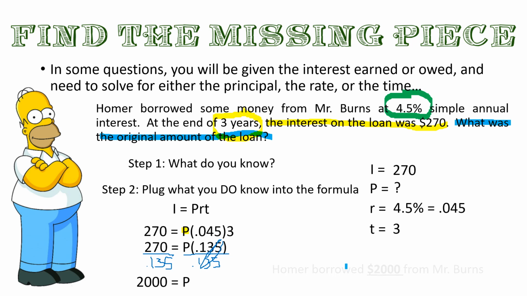So by using this formula, I can see that the money that Homer borrowed from Mr. Burns was $2,000. So remember, you're just using that formula, plugging in what you do know, simplifying, and solving by isolating the variable that you don't know. Let's look at another example.